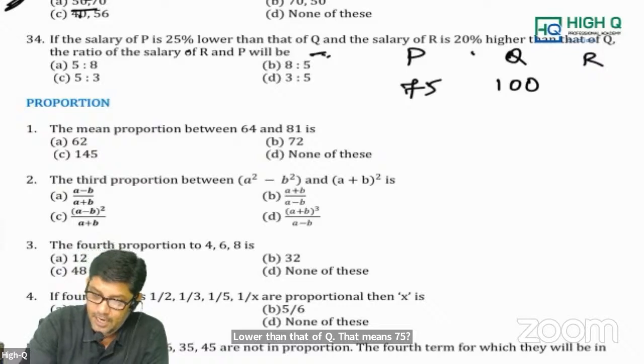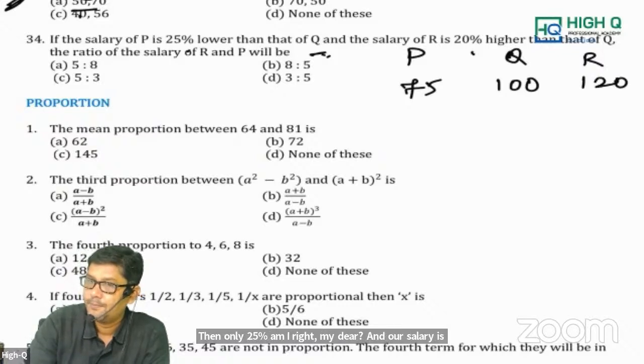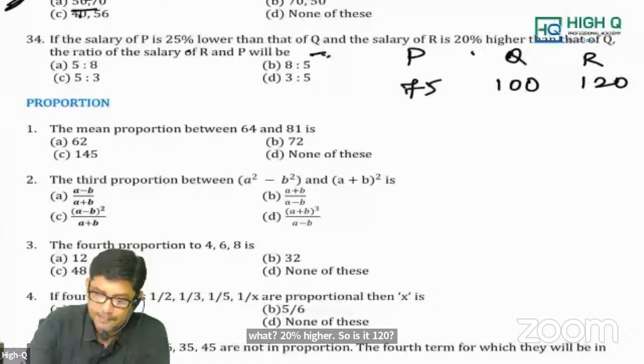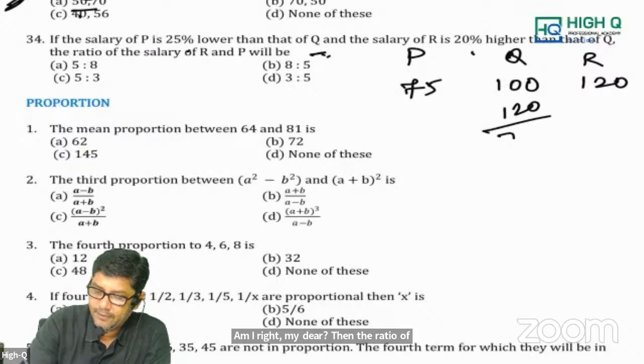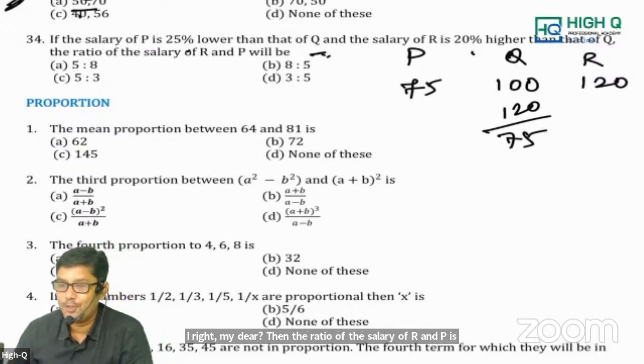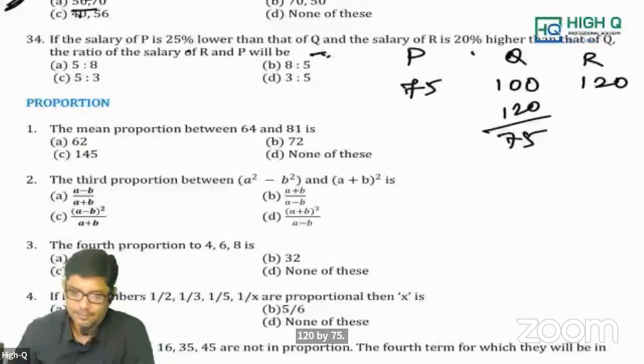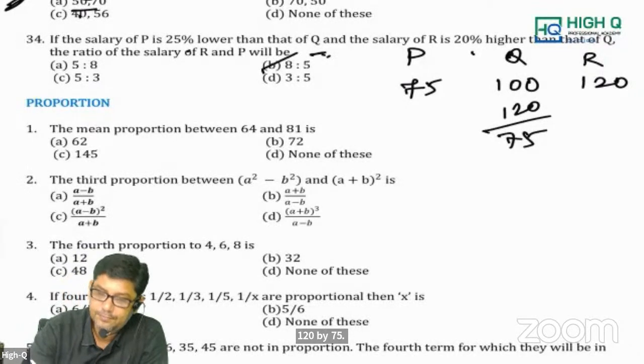Am I right, my dear? And R's salary is 20% higher, so is it 120? Then the ratio of the salary of R and P is 120 by 75. Answer is over. 8 is to 5.